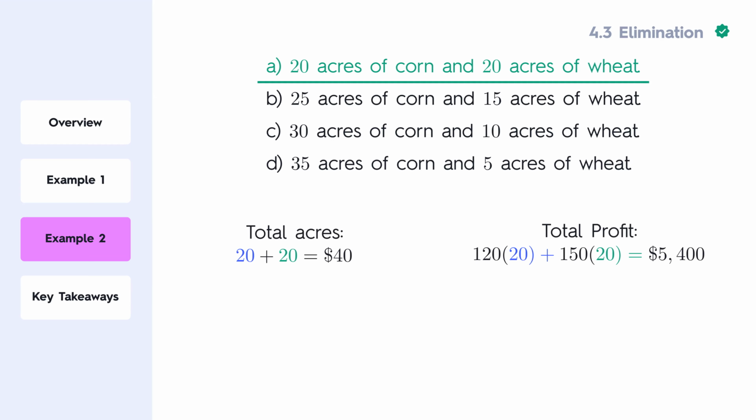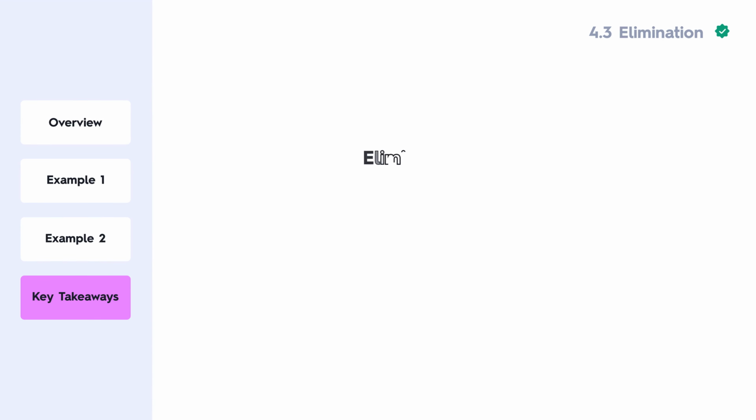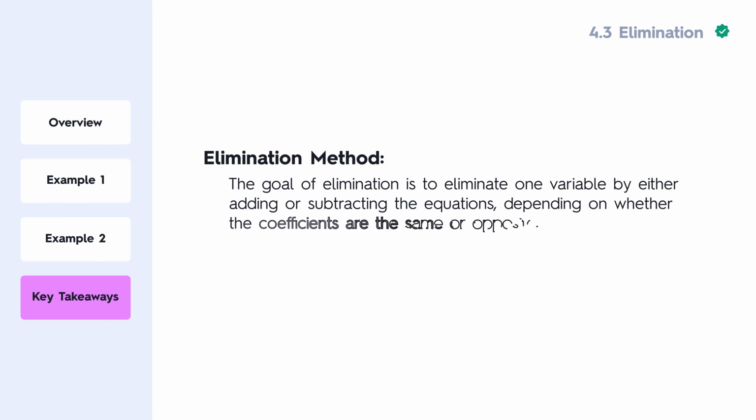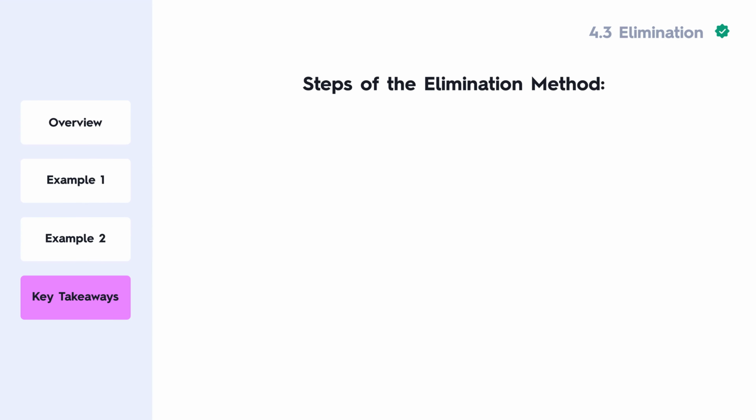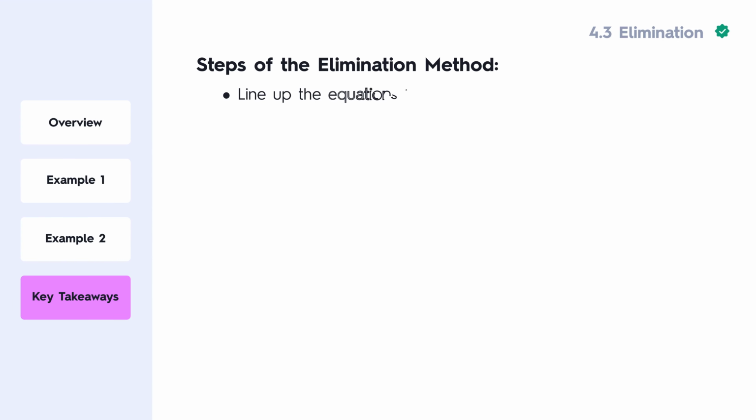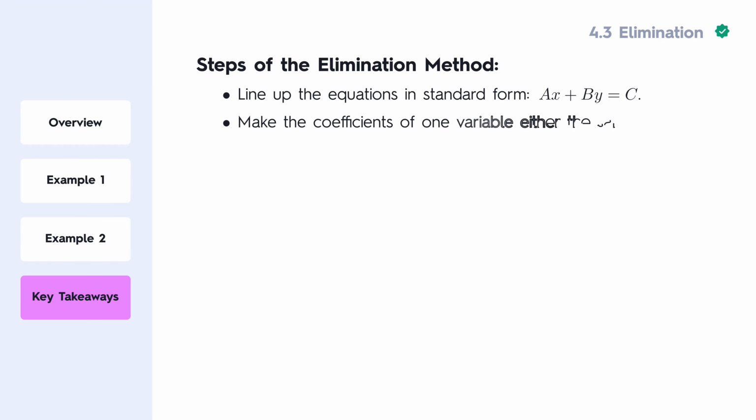Great job! Let's quickly recap what we've learned today about solving systems of equations using the elimination method. The goal of elimination is to eliminate one variable by either adding or subtracting the equations, depending on whether the coefficients are the same or opposites. Steps of the elimination method. Line up the equations in standard form. Make the coefficients of one variable either the same or opposites by multiplying, if necessary.